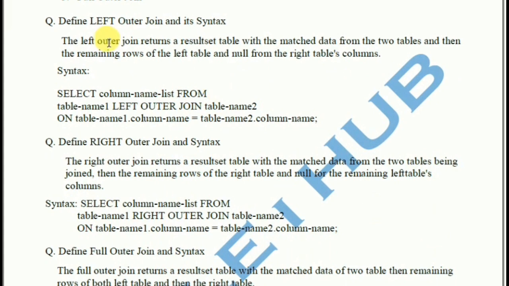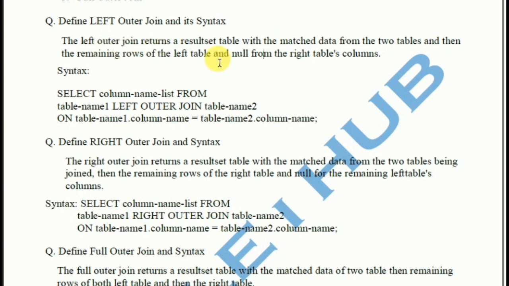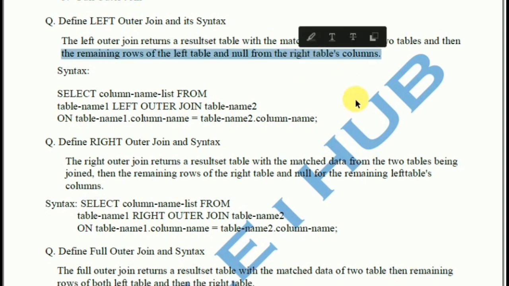Left outer join means the left outer join returns a result set table with the matched data from the two tables, then the remaining rows of the left table and null from the right table columns. So first it will take the matched data, then it will take the remaining rows. How? First the left data will be displayed and then nulls will be allocated to the right table, right?